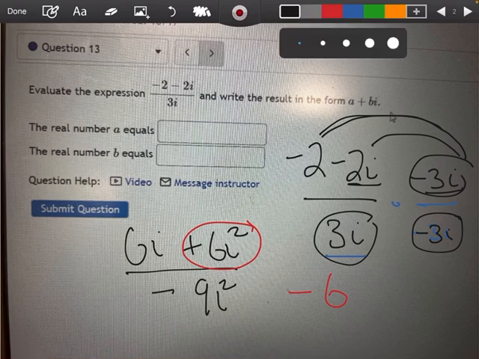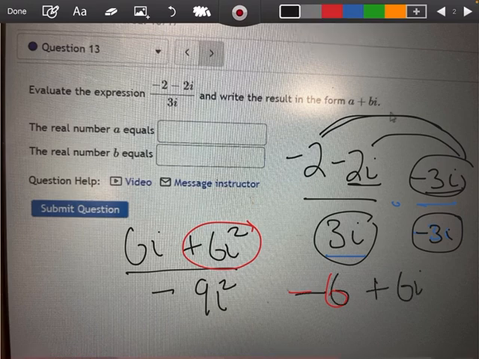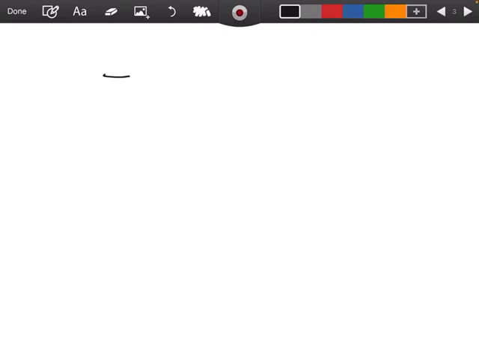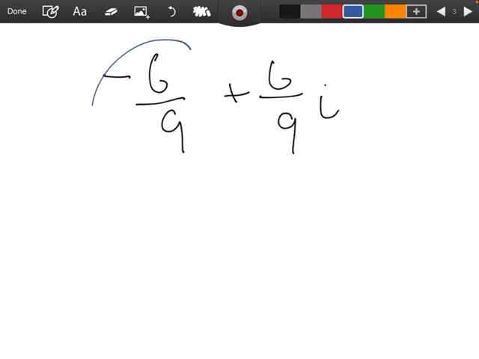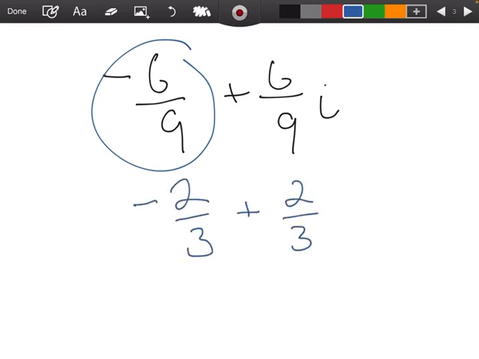Stick with the black, okay? That's going to be a positive 6i that I have right over here. Since i squared is negative 1, that's going to make that into a positive 9. Okay, the only thing I want to do now, y'all, is just simplify this. Let's separate our fraction. So we have negative 6 over 9, and then plus 6i over 9 as well. And then we can reduce those fractions. Y'all, we can divide them both by 3. So that's negative 2/3 plus 2/3 with an i, okay?